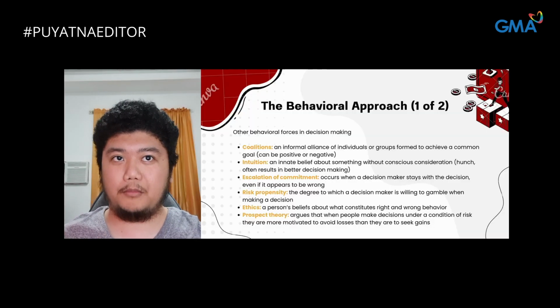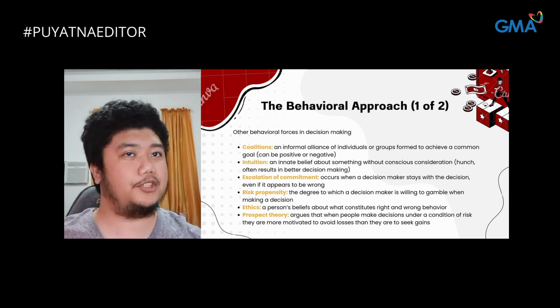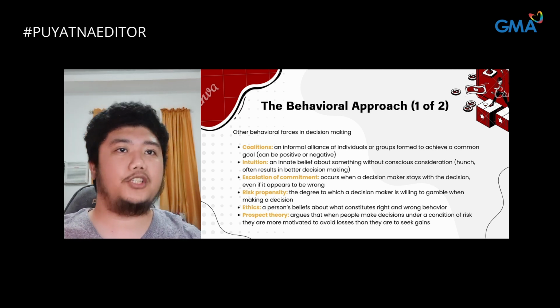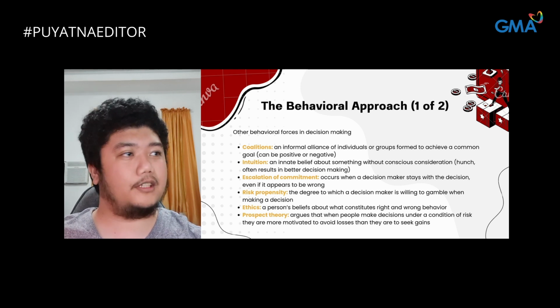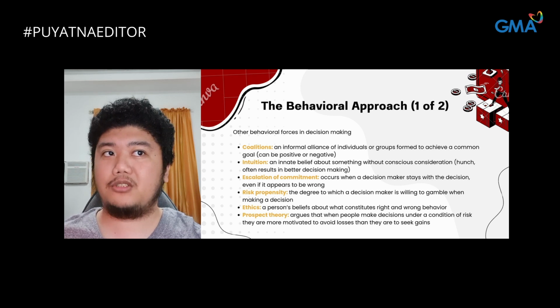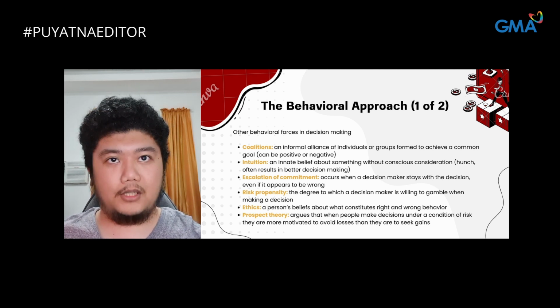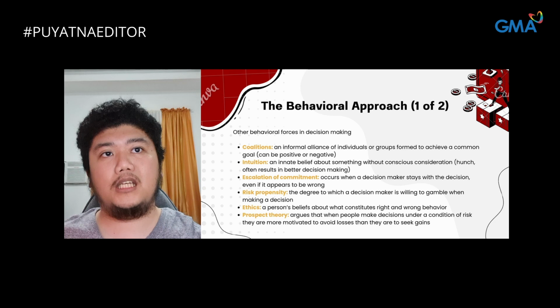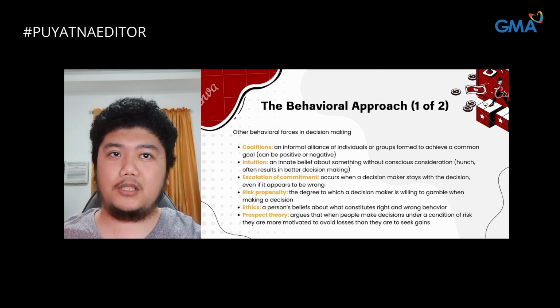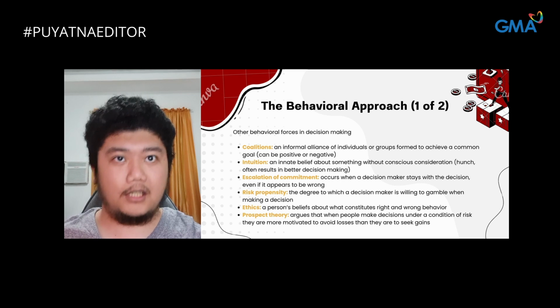So, I'm here to talk about the other behavioral approach in decision making. First, coalitions. These are informal partnerships among individuals or groups established to pursue a common goal, which can have an advantageous or detrimental effect. The second one is intuition. A gut feeling or instinctive understanding of a solution often leads to an improved outcome of decision making.